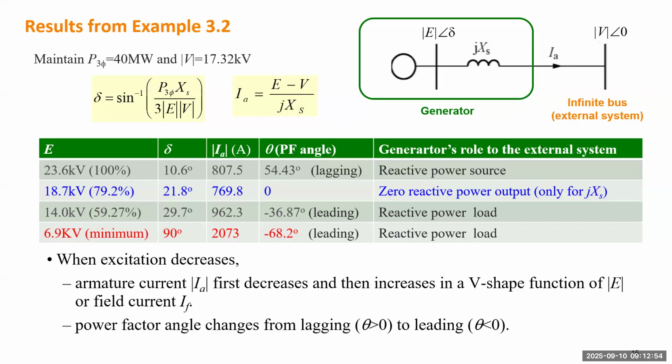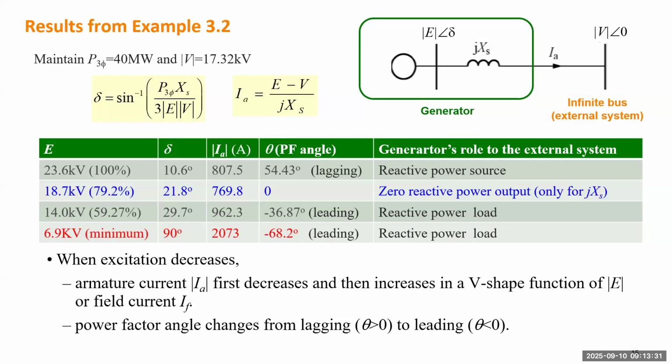All right, let's continue on the modeling for round rotor generator. And this is the table we showed at the end of the class on Monday. We utilize this example to change the excitation voltage, which is the internal electromotive force, EMF, by changing the magnitude. You see the power angle, which is the delta between the generator and the infinity bus, will change. Current also changes, and power factor will change.